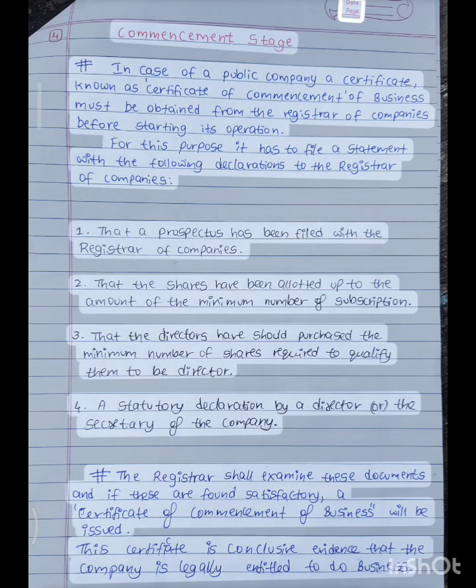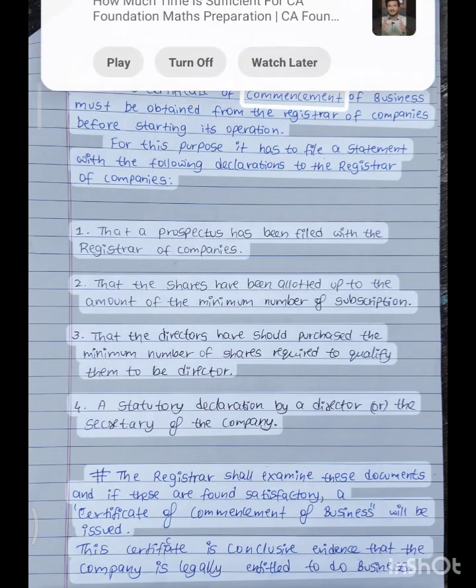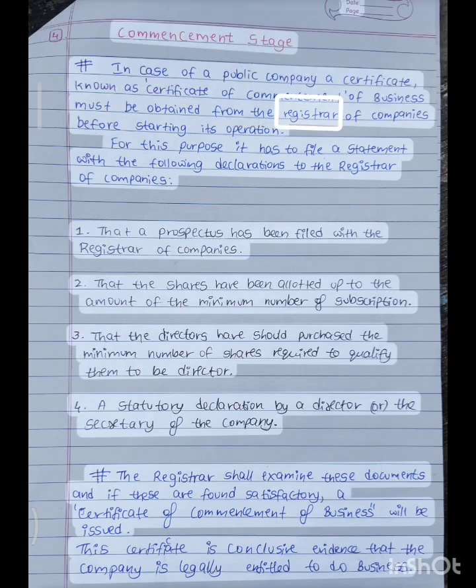Commencement stage. In case of a public company, a certificate known as Certificate of Commencement of Business must be obtained from the Registrar of Companies before starting its operation. For this purpose it has to file a statement with the following declarations to the Registrar of Companies.